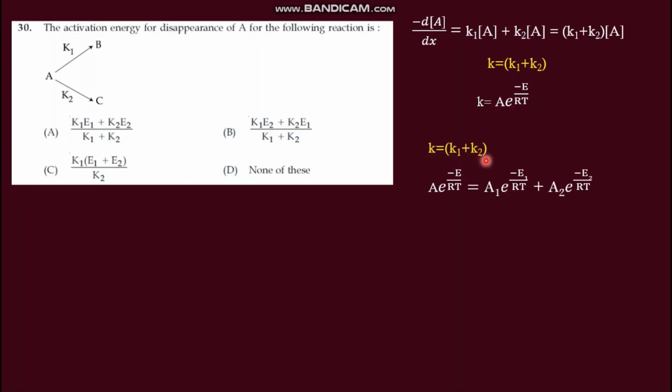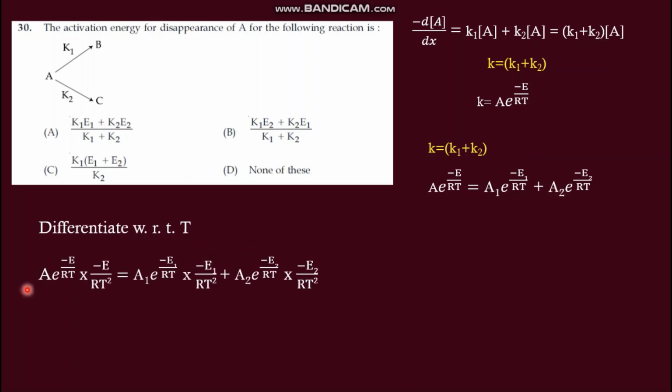So we can write K as K1 plus K2. Replace K with this value. Then A e raised to minus E by RT equal to A1 e raised to minus E1 by RT plus A2 e raised to minus E2 by RT. Now we have to differentiate these values with respect to T. And we will get A e raised to minus E by RT into E by RT square, that is equal to A1 e raised to minus E1 by RT into E1 by RT square plus A2 e raised to minus E2 by RT into E2 by RT square.